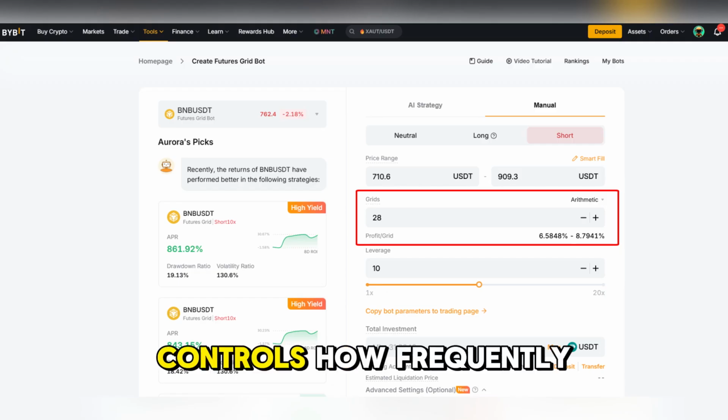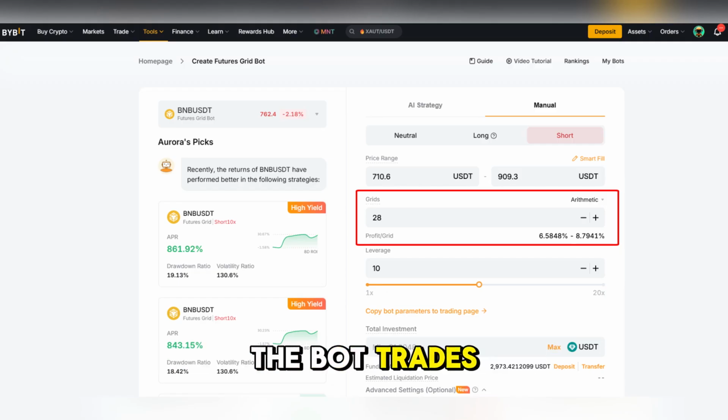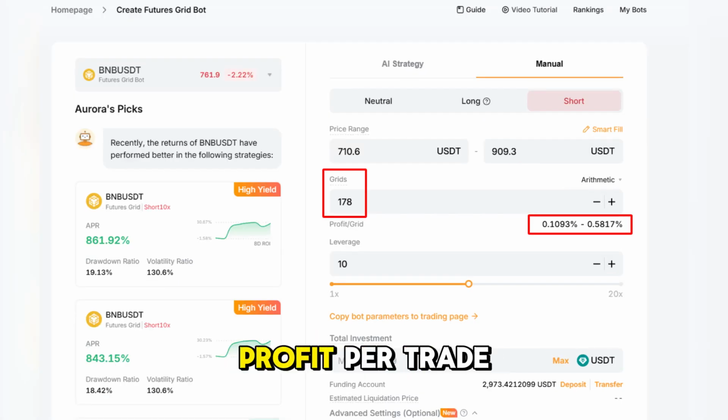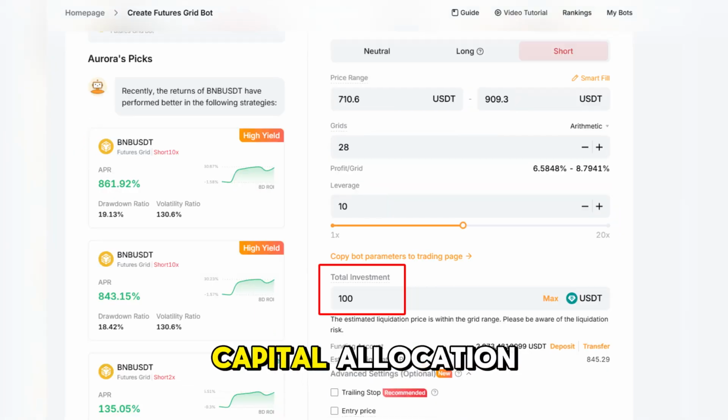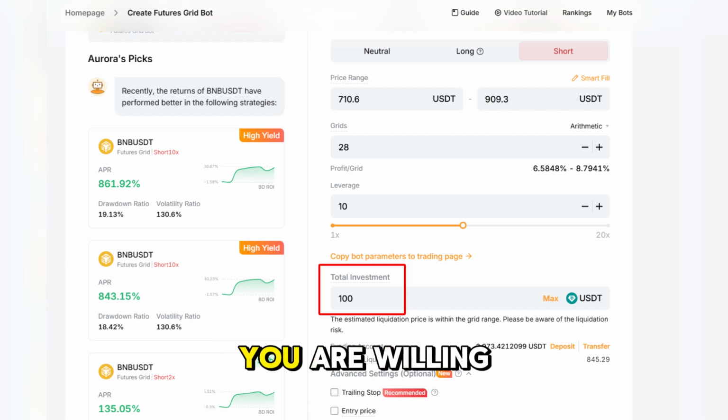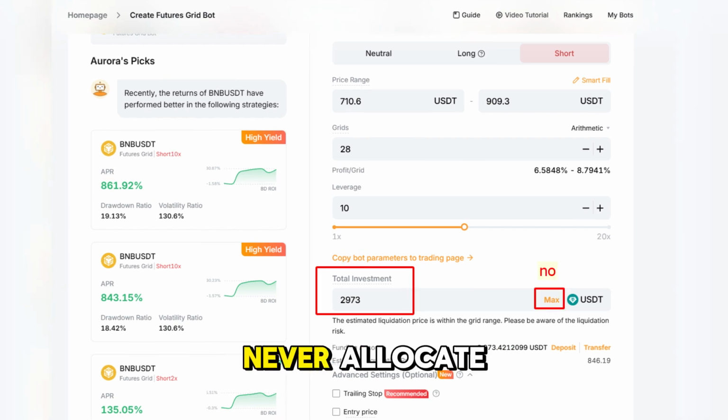The number of grids controls how frequently the bot trades. More grids means smaller profit per trade, but more trades. Fewer grids means bigger profit per trade, but less frequency. Capital allocation decides how much money you are willing to risk. Never allocate all your funds to one single bot.